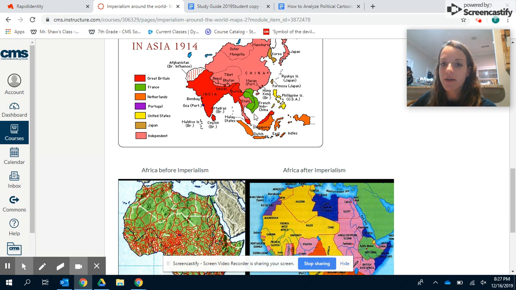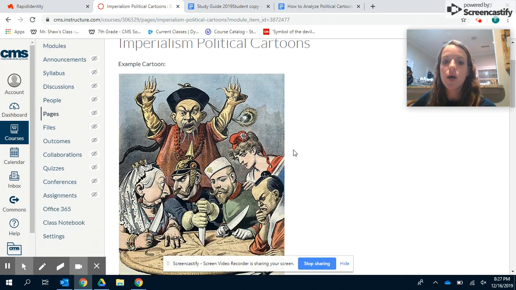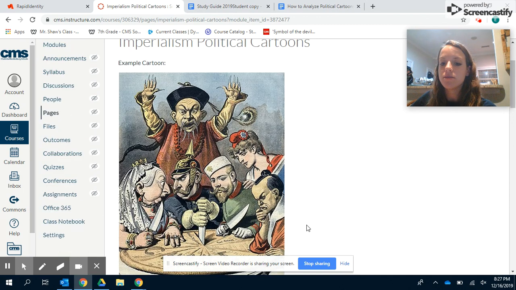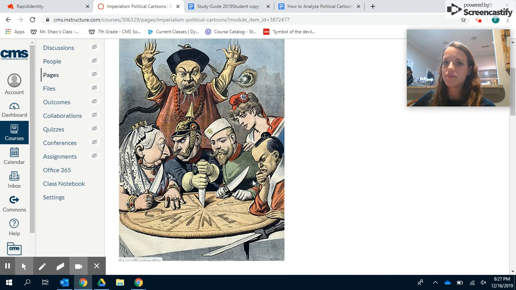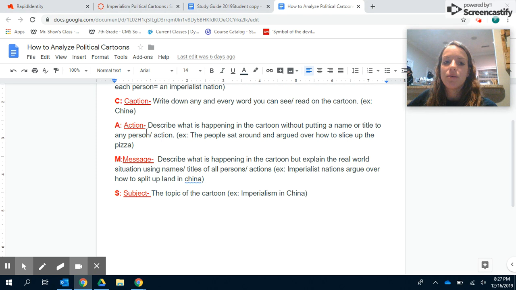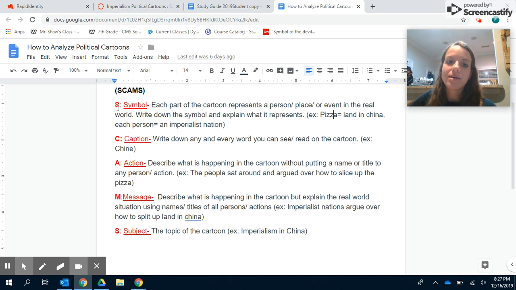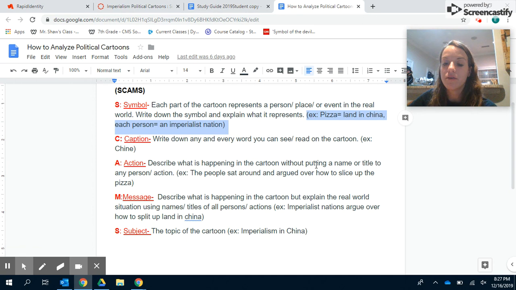Once you've fixed or answered all the rest of the questions, you can press next, and that's going to take you to these imperialism cartoons. So starting off with this one, you may or may not need to know how to SCAM this cartoon. If you go to page 35 in your notebook, you should have that blue half sheet taped on there, which tells you how to do SCAMs. It tells you what each letter means, and it also gives you all of the answers to that political cartoon. So symbols: pizza equals land in China. Make sure that you know exactly how to do this. You literally are given everything you need right here on this piece of paper.